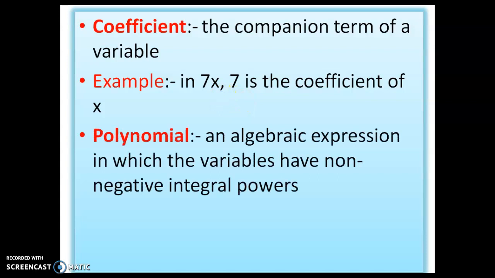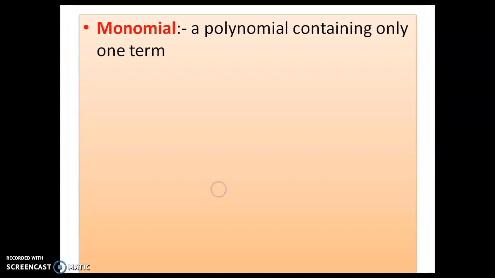Polynomial: an algebraic expression in which variables have non-negative integral powers. This is an example of a polynomial. The power should be non-negative, so it should not be negative; it can take 0 or more than 0. Then a polynomial containing only one term is called a monomial.